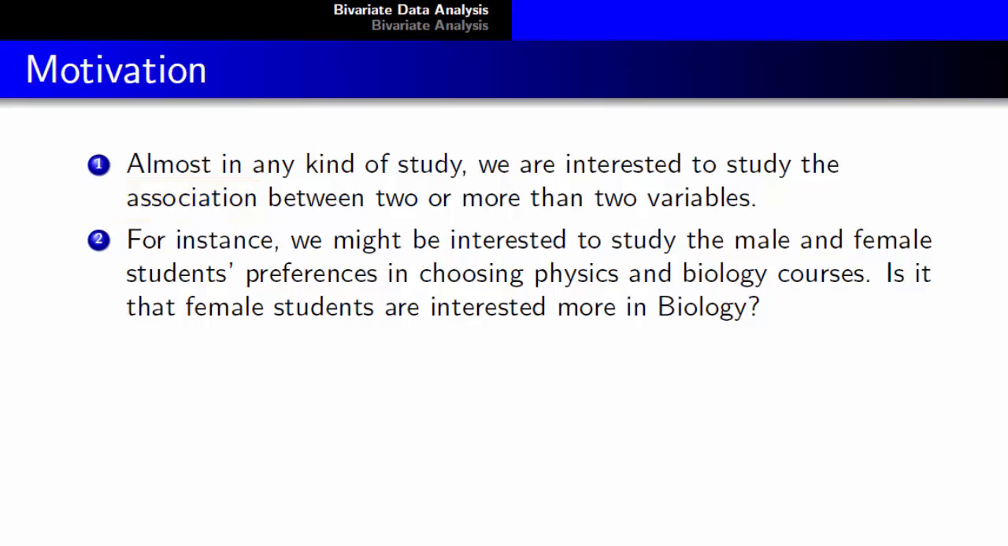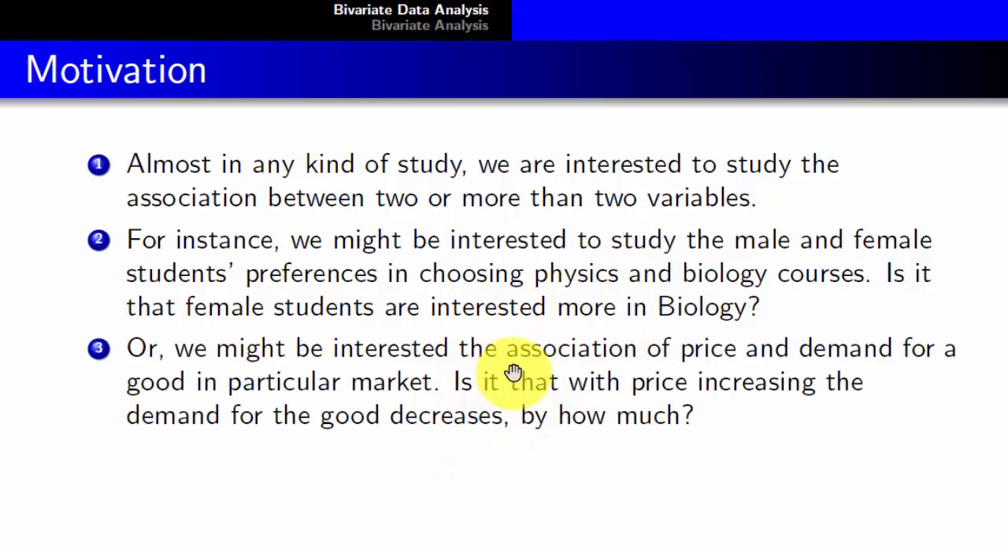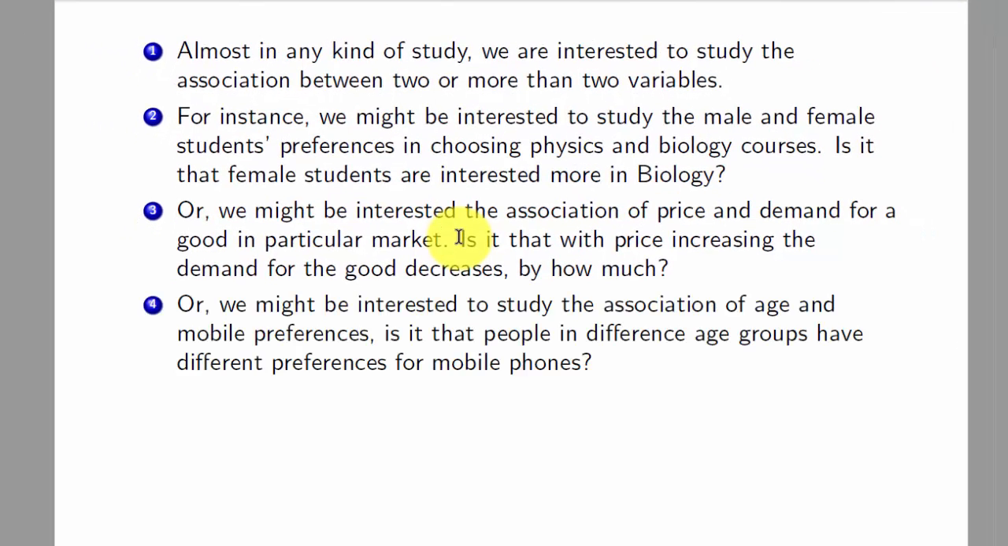For instance, we might be interested to study whether male and female students are having different preferences over subjects of physics and biology. For example, is it that female students are interested more in biology, or we might be interested to study the association of price and demand for a good in a particular market. Is it that with increase in the price, the demand for that good decreases, and by how much? Or we might be interested to study the association of age and mobile preferences. Is it that people in different age groups have different preferences for mobile?